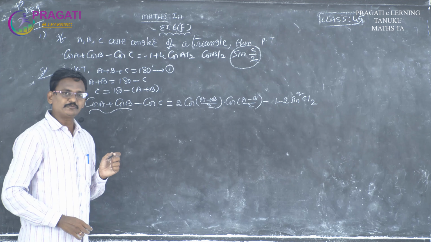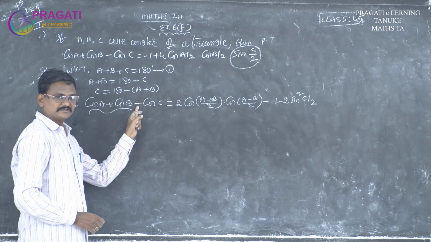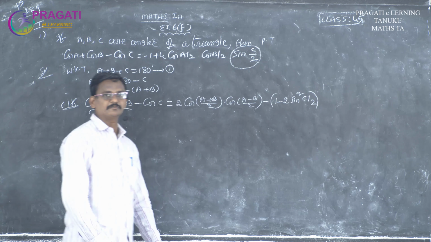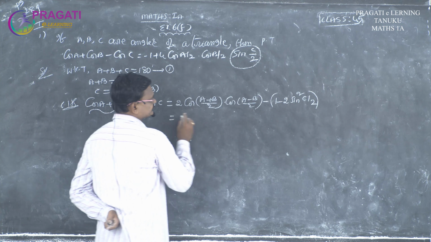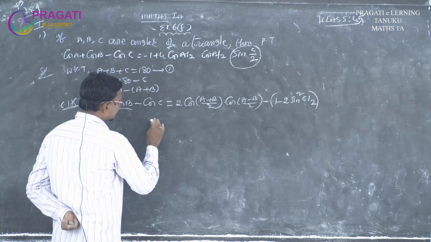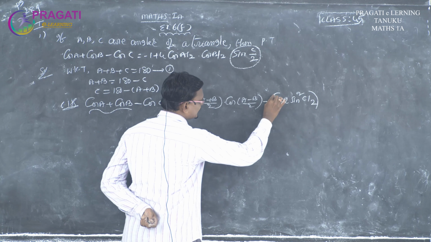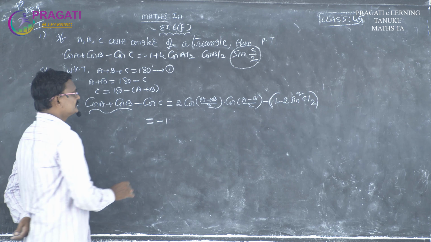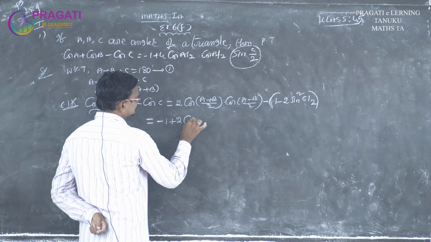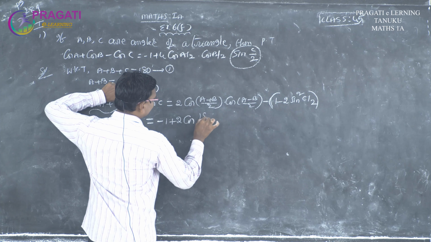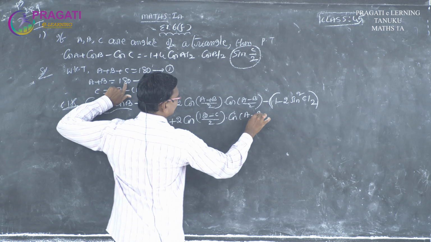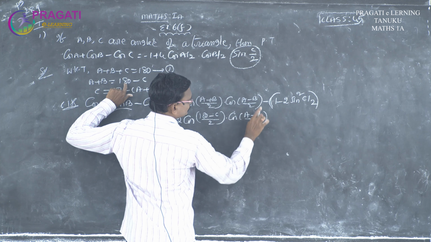And one more important point is here. Here we have minus, so this is to be started with a bracket. Don't forget it, that is the main point here. So now the constant part, this is minus 1. Minus of this, then we will get minus 1. So start with minus 1, plus 2 cos of A plus B, 180 minus C by 2, into cos of A minus B by 2, minus into minus plus 2 sine square C by 2.